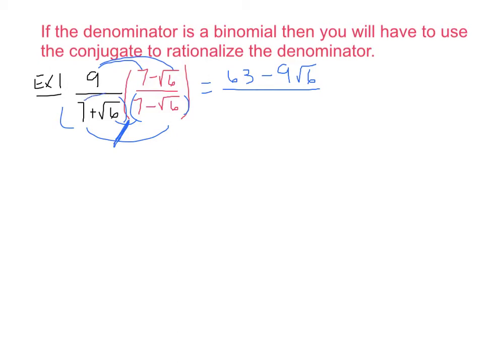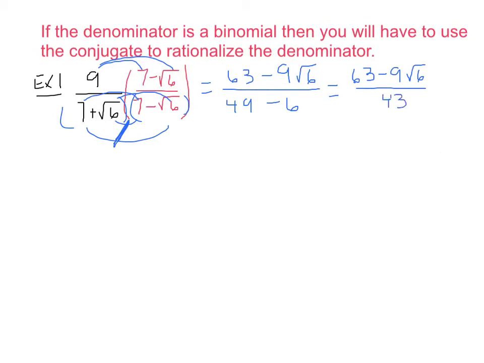So you're just multiplying the first terms, 7 times 7, which is 49. And then the last terms, the square root of 6 times the negative square root of 6, which would be negative 6. Again, that is negative square root of 36, which is 6. Just remember, a radical multiplied times itself just cancels out the radical. Now we just need to simplify. So we have 63 minus 9 radical 6 divided by 49 minus 6, which is 43.